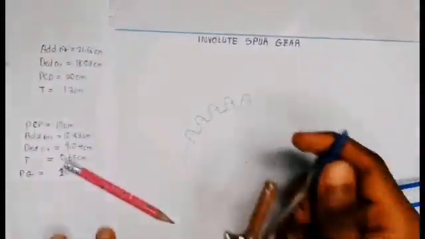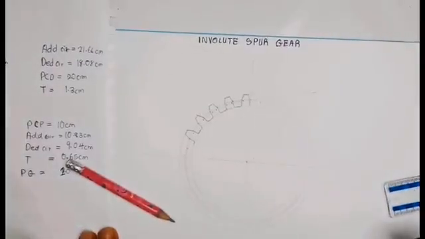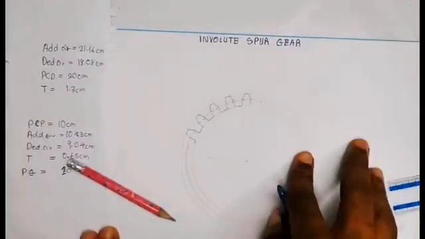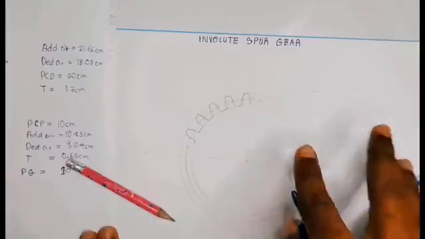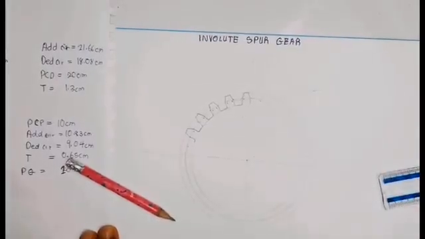You can see that we have formed our teeth. So you can do this for the rest of the teeth to complete the number of teeth. So this is how you draw a spur gear. So I'll see you in the next video.